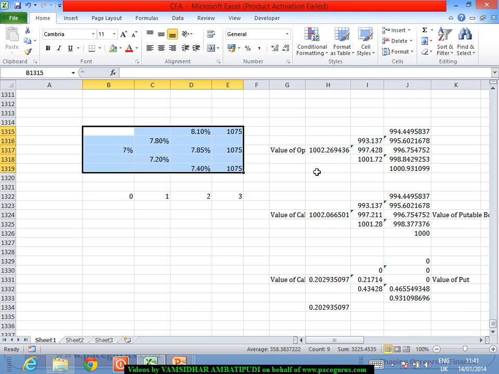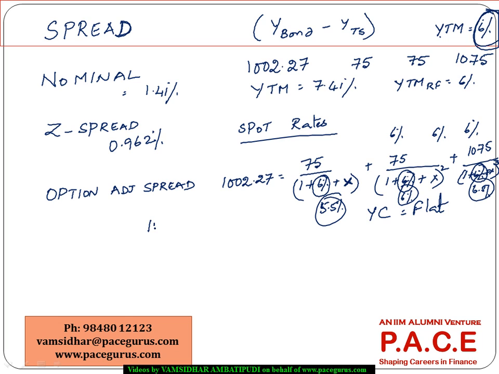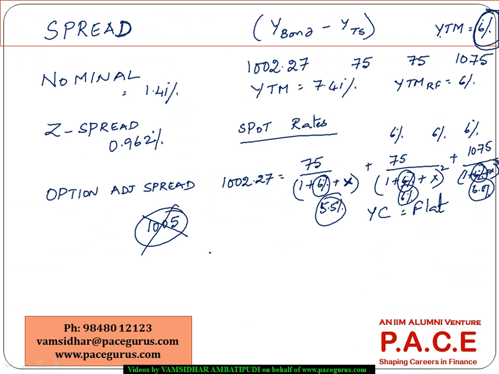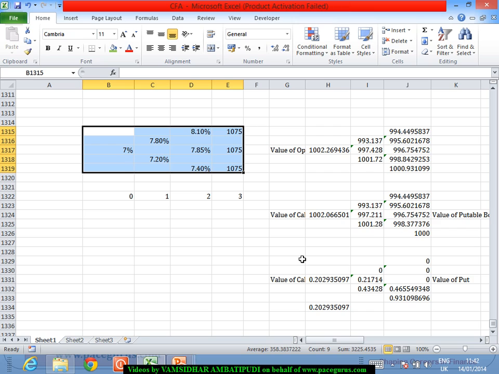Now if I assume that the bond of my interest is being sold for 1005, or probably because there is a callable option here, now we have to look at it as the option adjusted spread. So if I say that for this particular bond, the price is 995, this particular bond is available at 995 only. Then what should be the adjustment? What should be the spread?